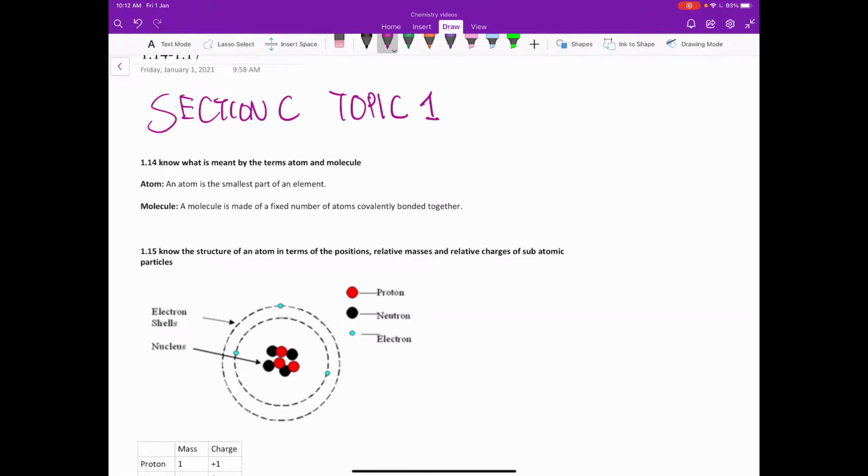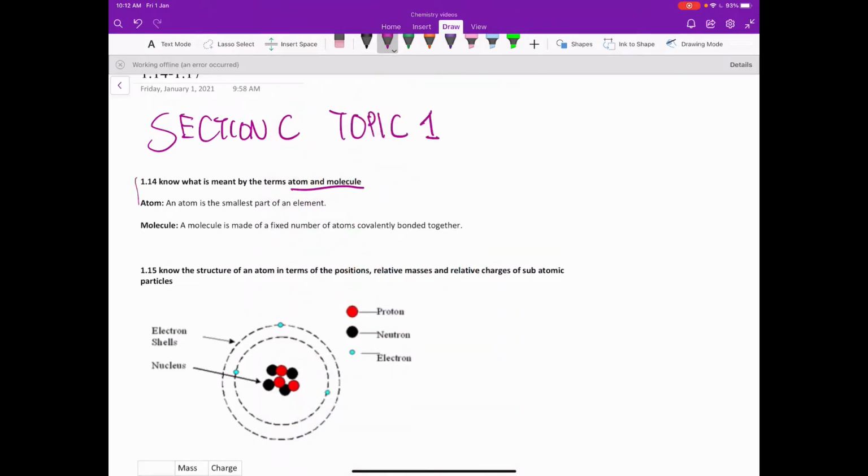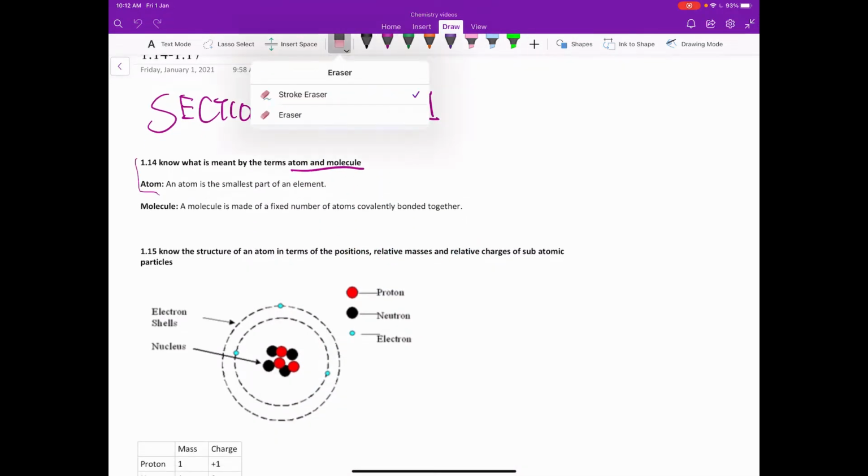This section is mostly remembering. 1.14, know what is meant by the terms atom and molecule. Here are the definitions.